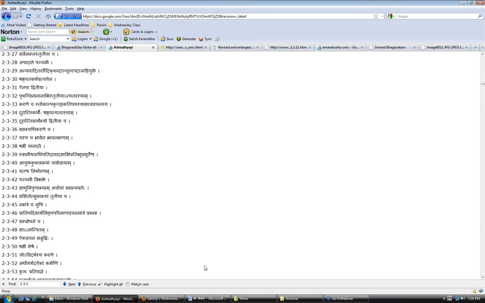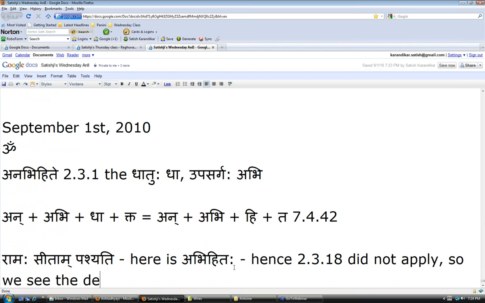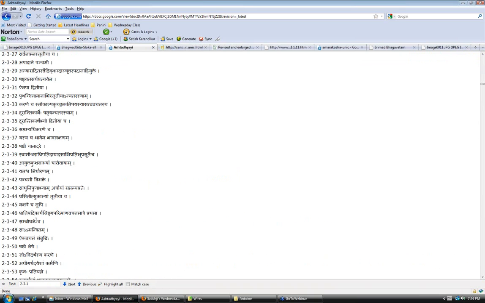So because Rama became abhita, 2.3.18 did not apply anymore, because that's only for anabhite. So for Ramaha we use the default, which is 2.3.46. 2.3.46 was used to put the prathama vibhakti for Ramaha.